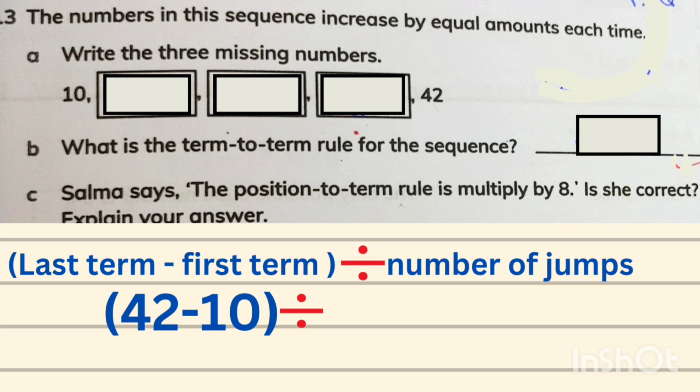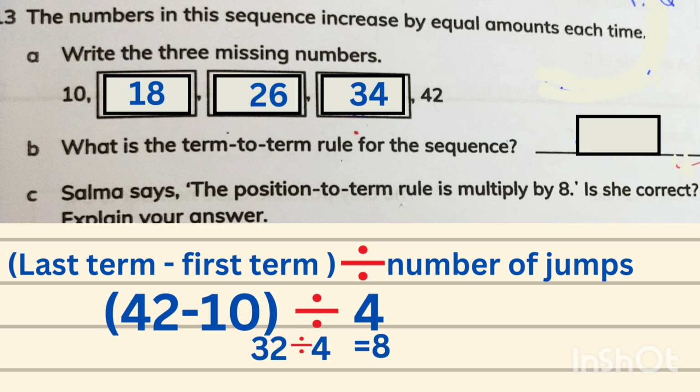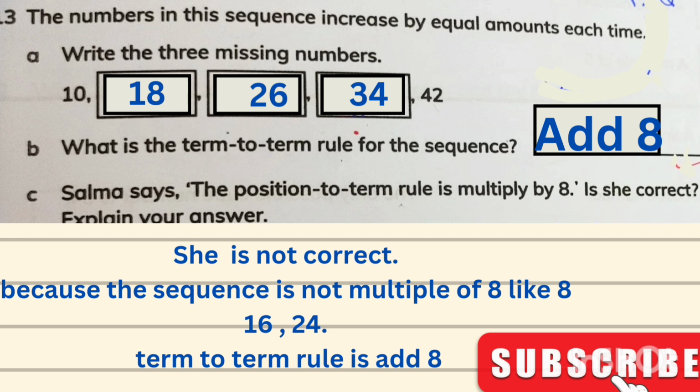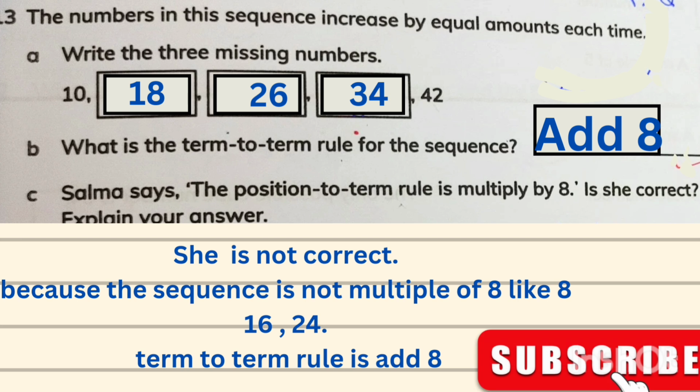Let's count together. 1, 2, 3, and 4. So 4 jumps are here. 42 minus 10 is 32 divided by 4. 32 divided by 4 is 8. So the term to term rule here is 8. Just add 8 in each term to get the sequence. Term to term rule for the sequence is add 8.